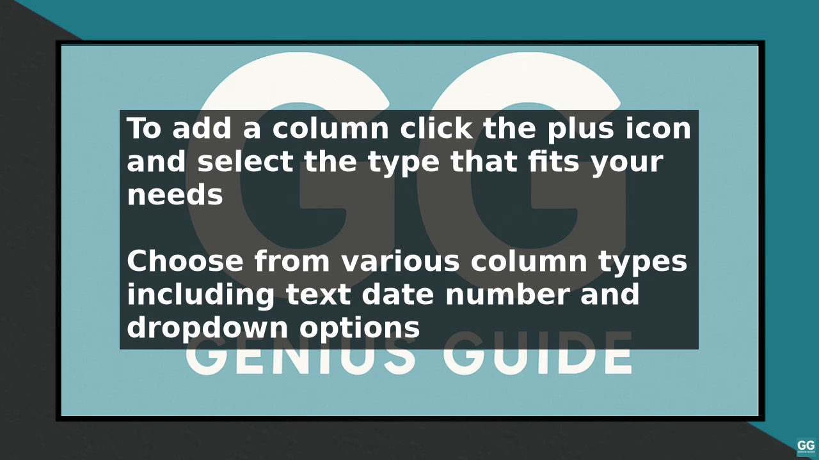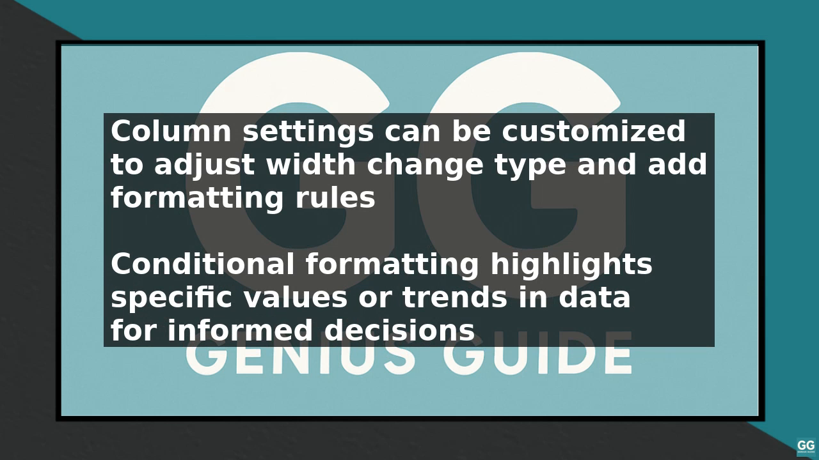One of the powerful features of Monday.com columns is the ability to customize the column settings. To access the column settings, click on the three dots at the top of the column and select Settings. From here, you can adjust the column width, change the column type, and add conditional formatting rules.